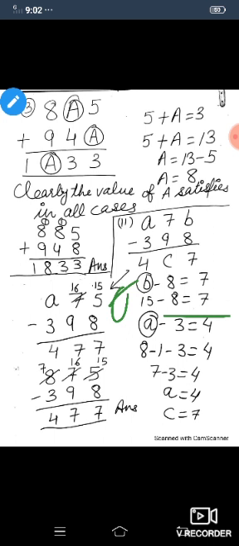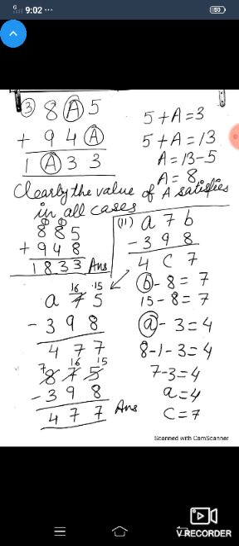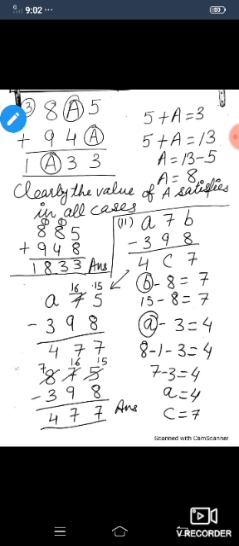And since I have borrowed 1 from 7, the number becomes 15. So instead of 7, we will write 6 now. Again, 6 minus 9 will be difficult for us to solve. So we will borrow 1 from A and the number will become 16 minus 9, that is equal to 7. Now class, again A minus 3 is equal to 4.